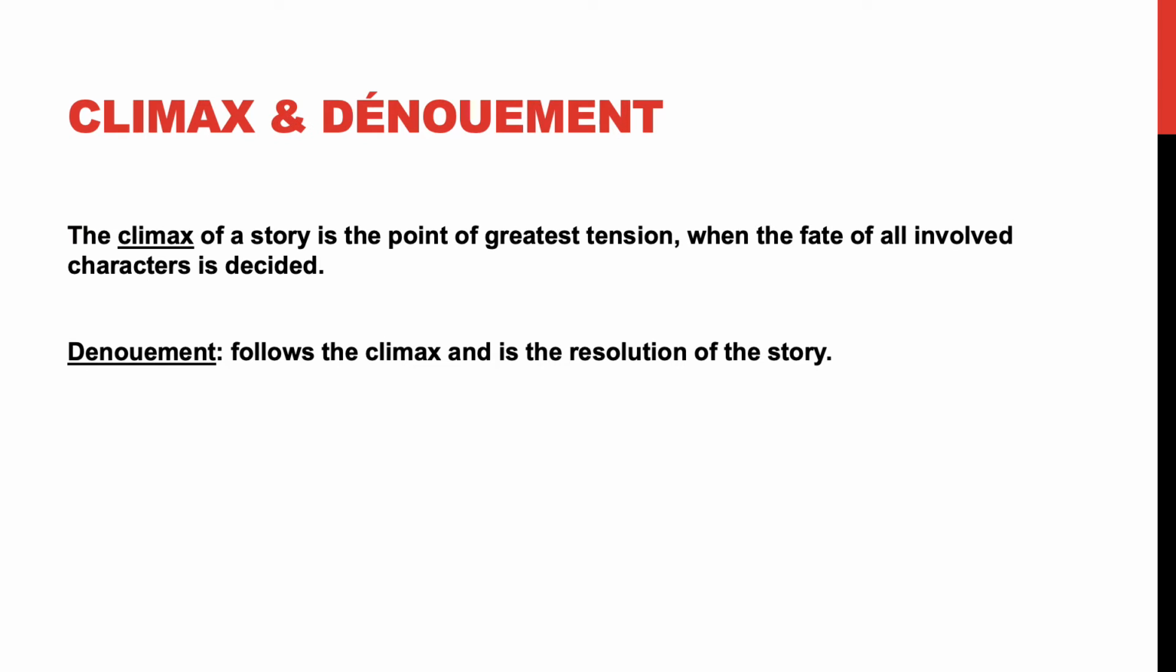The next couple of terms are called climax and denouement. The climax of a story is the point of greatest tension, when the fate of all involved, all the characters, is decided. So the climax is essentially, if you were watching an action film, the gigantic explosion that meant the antagonist's death, or even the point where everything else after that is essentially just resolution. So that's what the climax of the story is going to be.